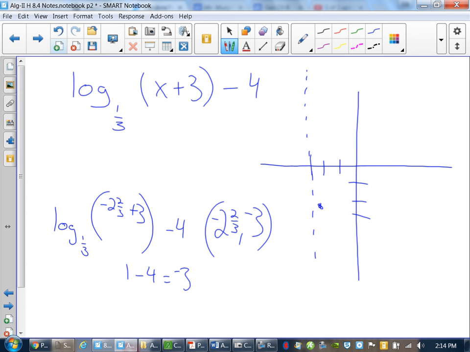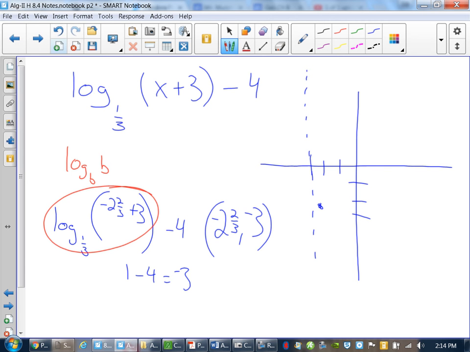Why did you subtract 1? Because what was log base 1/3 of 1/3? 1. And then what's 1 minus 4? What I'm doing here is creating the log base b of b, because according to order of operations, that equals 1. I'm using the shortcuts to get to it.